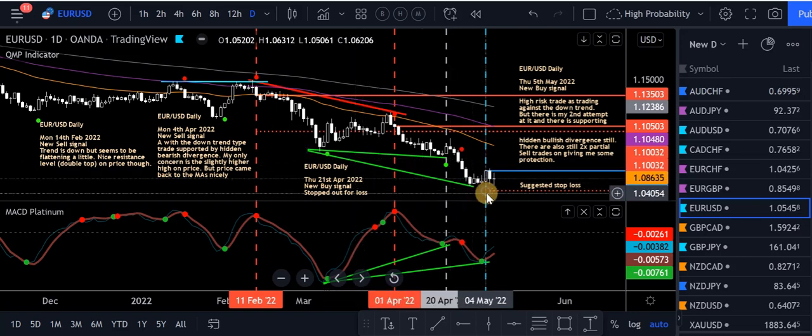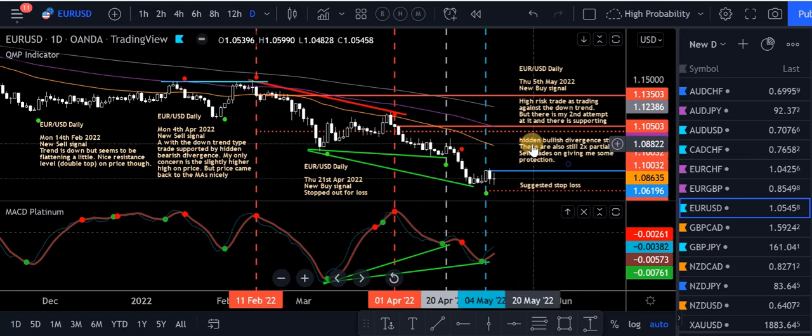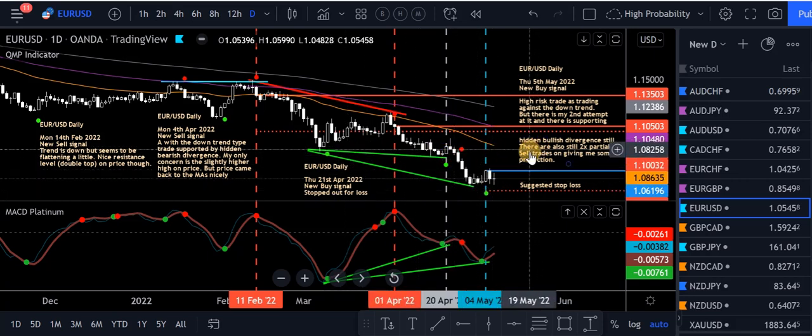Nice divergence there. So did I write down hidden bullish divergence? Why did I write hidden bullish? It's regular. I'll change that. That's dumb. Jim, come on. That's not hidden. That's regular divergence. Yeah, I wonder why. I'll fix that up after.